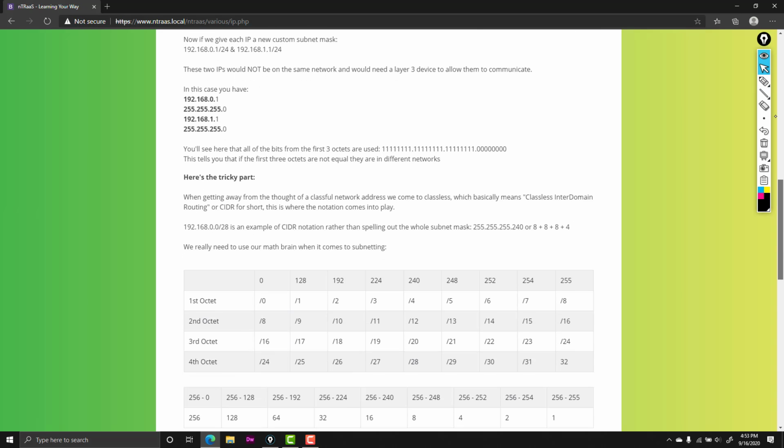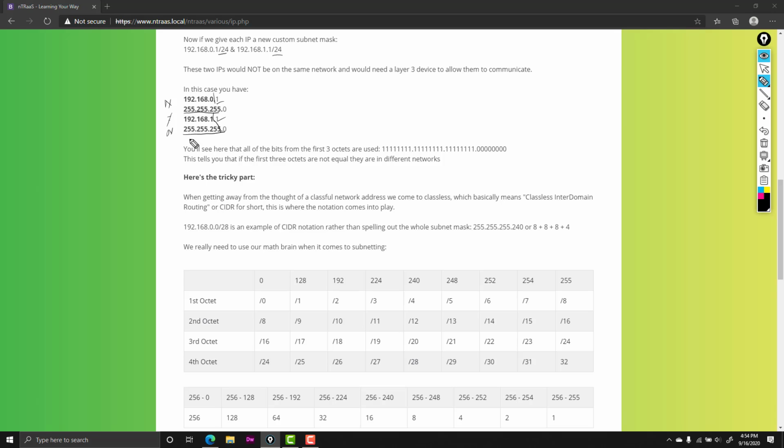Now if we change it up a little bit, we're going to give them a new custom subnet mask. 192.168.0.1 with a /24 and 192.168.1.1 with a /24. Now these IP addresses will not be on the same network and will need a layer 3 device to allow them to communicate. So if you look here, we have 3 octets that are 255. This tells us that the 192.168.0 is a network and the 192.168.1 is a network. So now they're on different networks and they have their own host ID of 1.